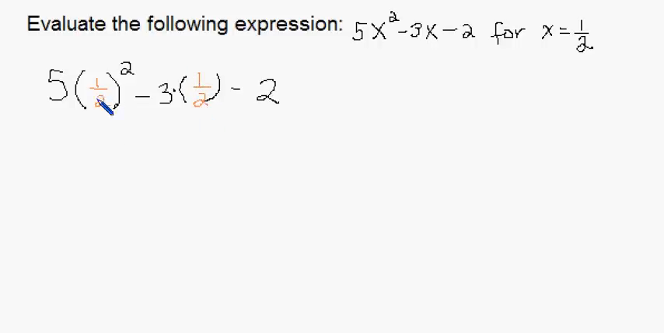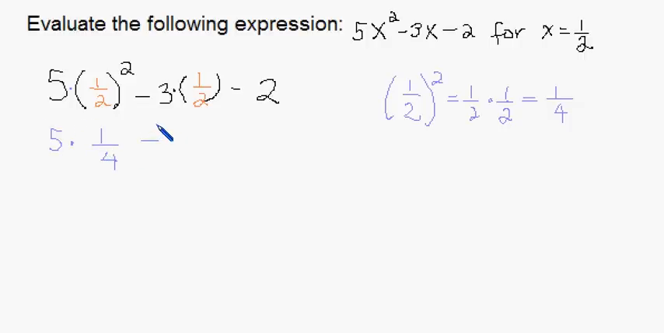So now we have to follow the order of operations. Remember that in the order of operations we have to work with exponents before we do any multiplications. So we do 1/2 squared first. Remember, 1/2 squared is equal to 1/2 times 1/2. When you're multiplying fractions, you multiply the numbers across. So we have 1 times 1, which is 1, and 2 times 2, which is 4. So 1/2 squared is equal to 1/4.